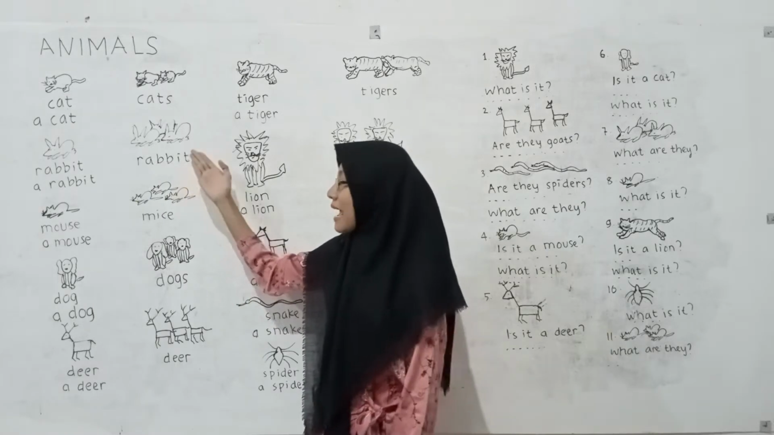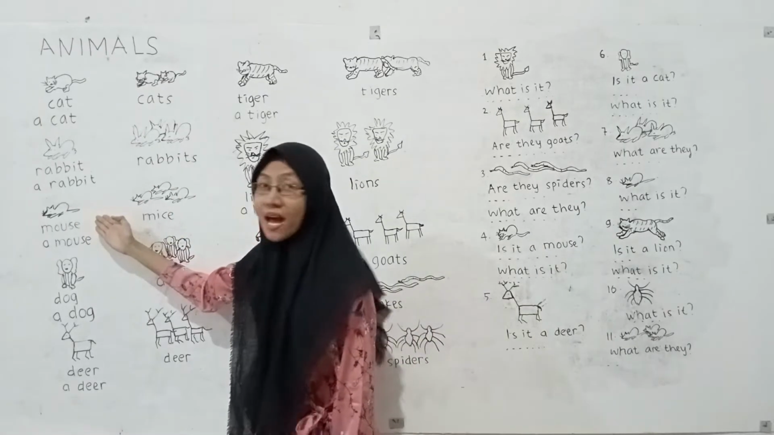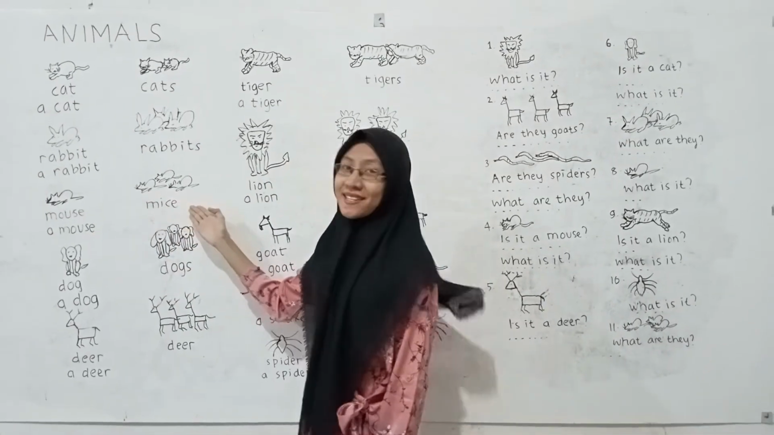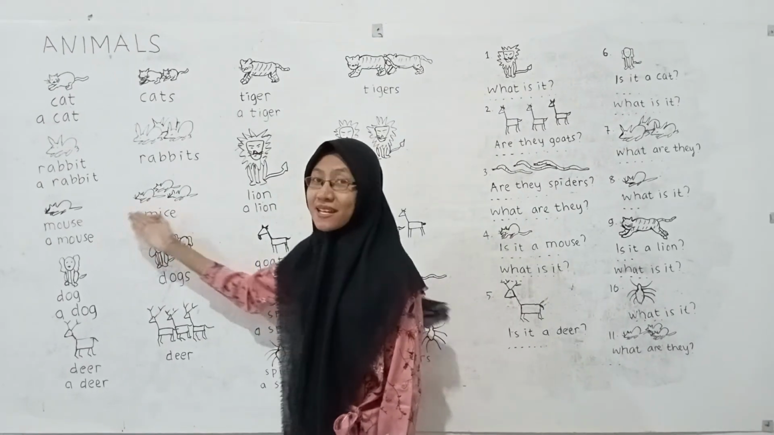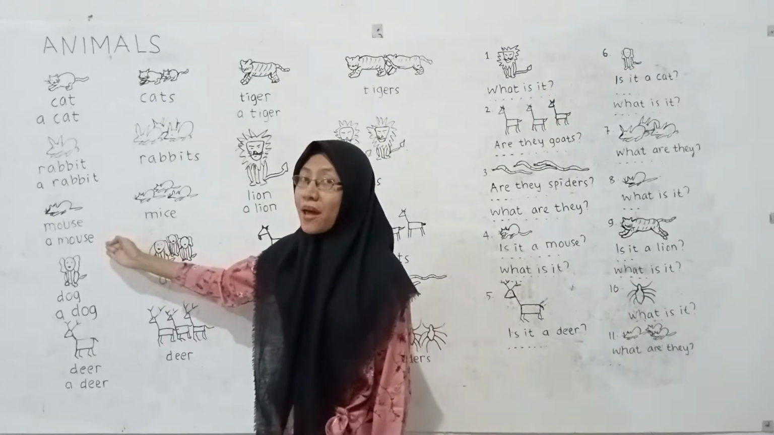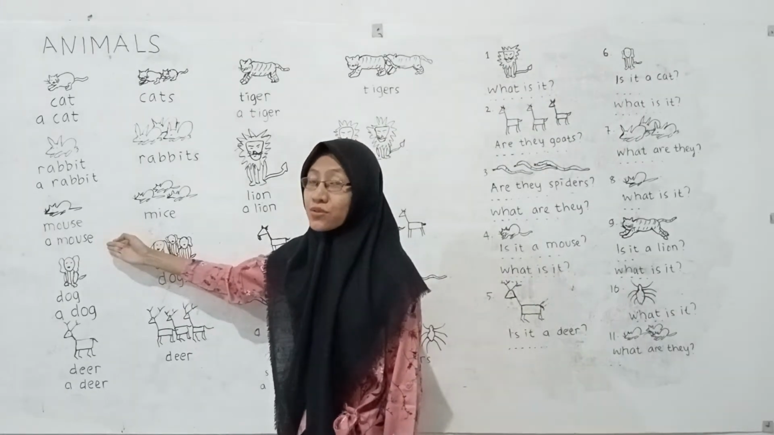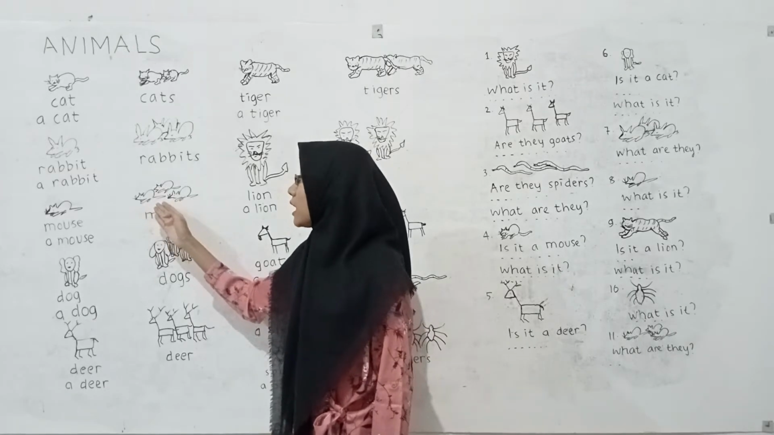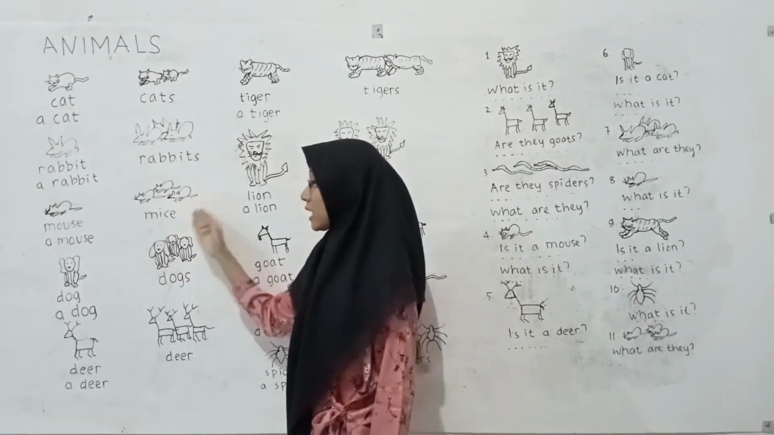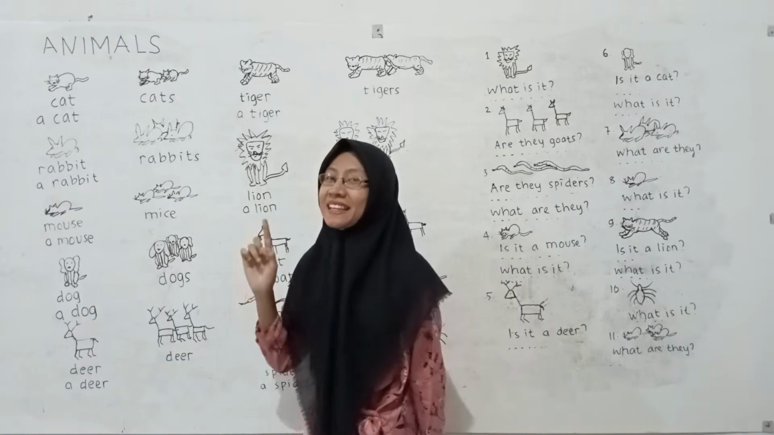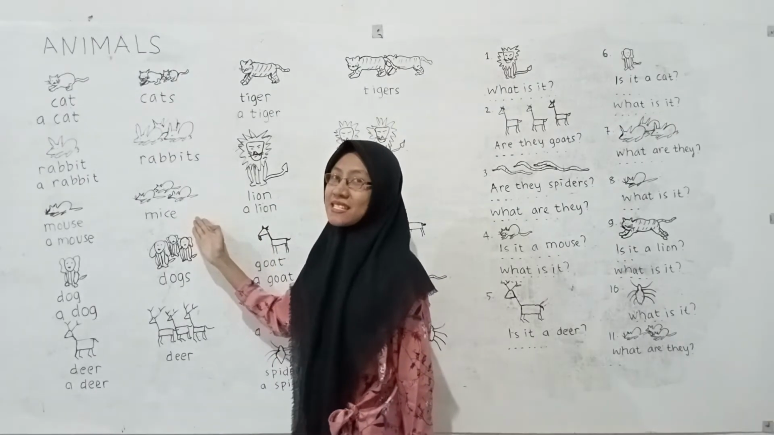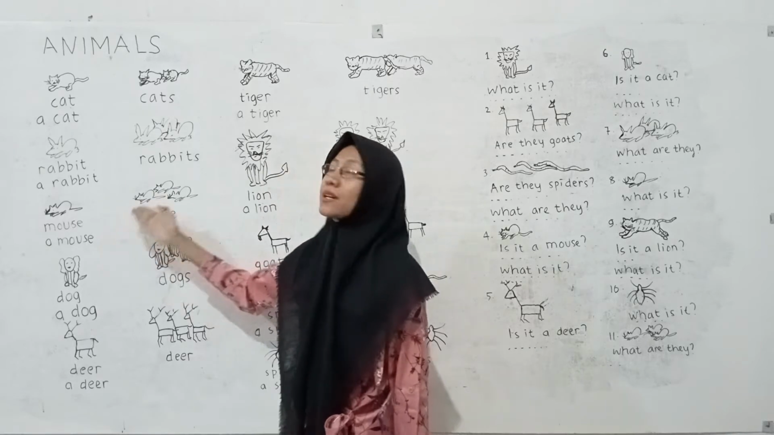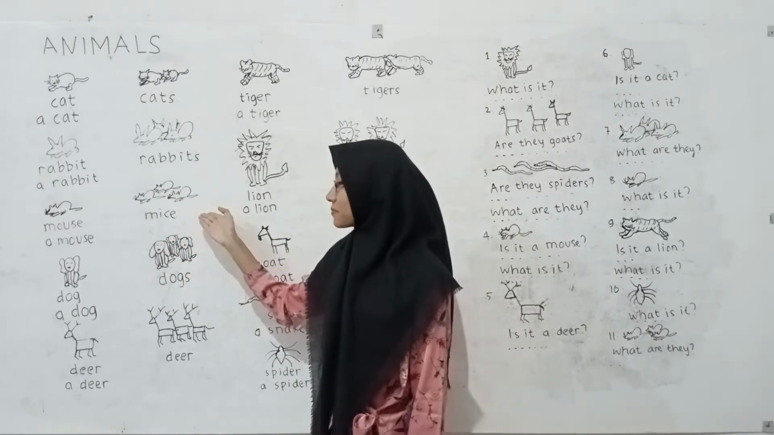Rabbits. Next, ada mouse. A mouse. Mice. What is a mouse? Mouse adalah tikus. Diingat ya, kalau bentuk dari mouse yang banyak ini bukan mouses, tetapi mice. Oke? Mouse, a mouse, mice.